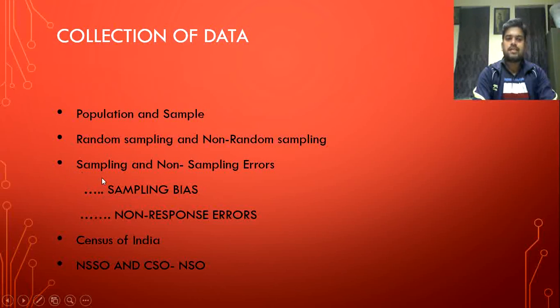Then there is another topic, that is sampling and non-sampling errors. When we make a sample from the population, some errors can occur. So there can be sampling errors or non-sampling errors, and we will learn about both. Under this topic, there are two types of non-sampling errors: the first one is sampling bias and the second one is non-response errors. Then there is the census of India. We will learn about what factors we include under census of India.